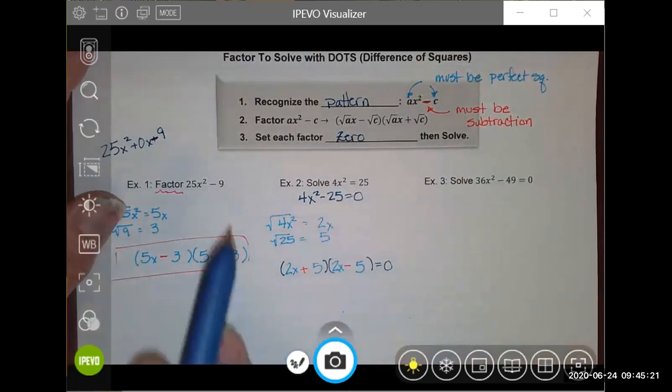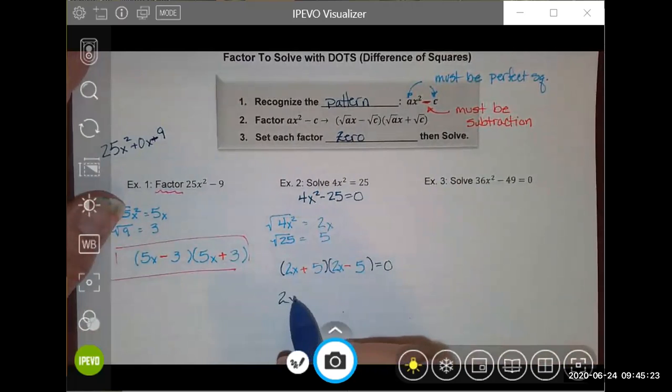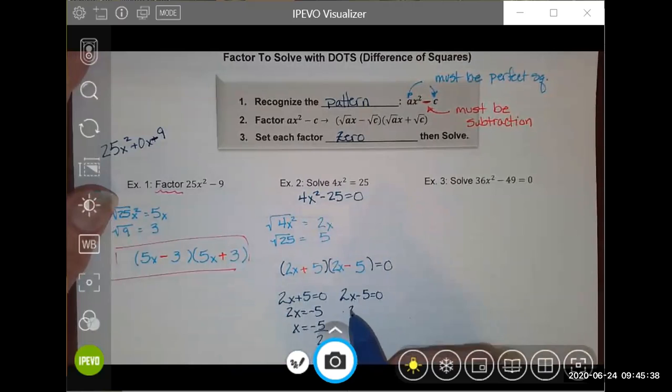From here, I set each factor equal to 0. These are my baby equations. And I solve each one to x equals 5/2, x equals -5/2. Again, please leave your answers in simplified fraction form. They are easier to communicate with. These are my two solutions.